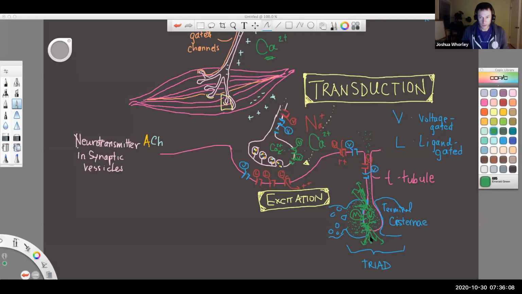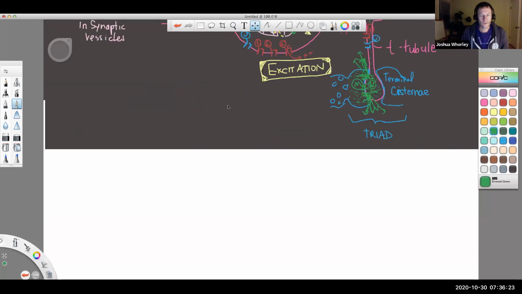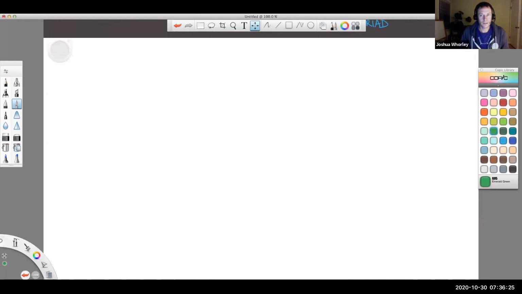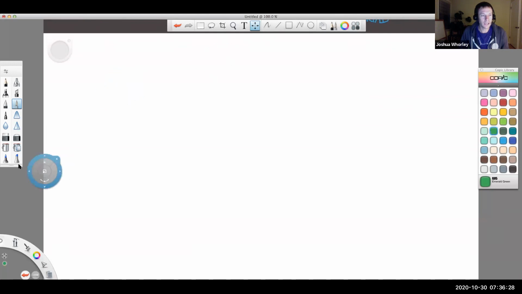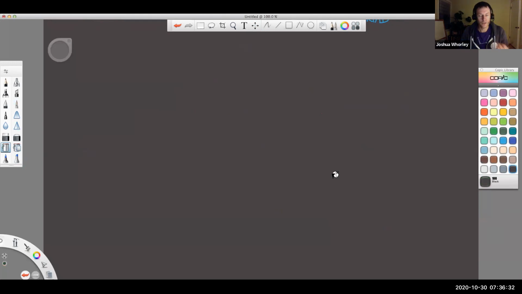So I'm just going to pop over to our sketch pad real quick. I'll move this stuff out of the way for us. And this is important too for thinking about how much calcium is even stored in the sarcoplasmic reticulum. We've said it's a huge storehouse, right? Well, how much are we talking about?